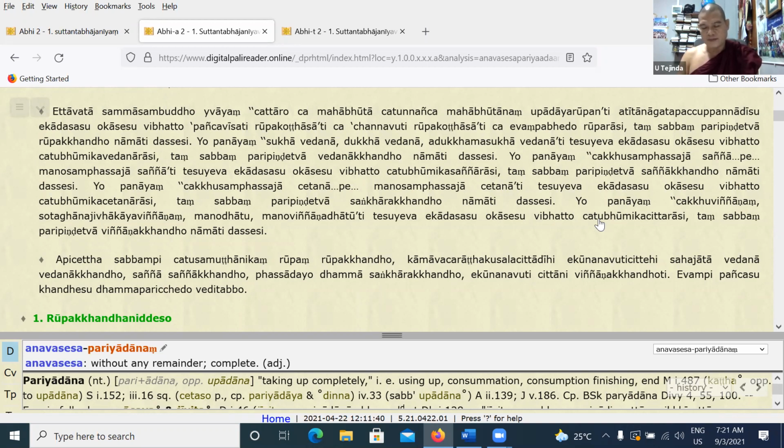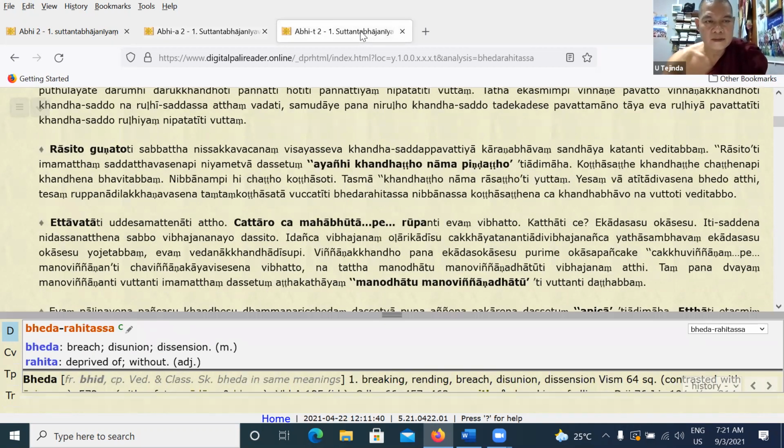Why is Nibbana not classified into any aggregate? Why is Nibbana not included in the aggregates? The Tika gives the reason there. The Tika is very difficult to find. Where is it? Oh, here.